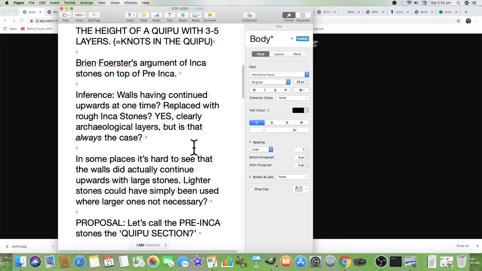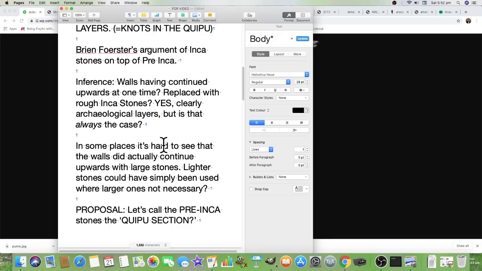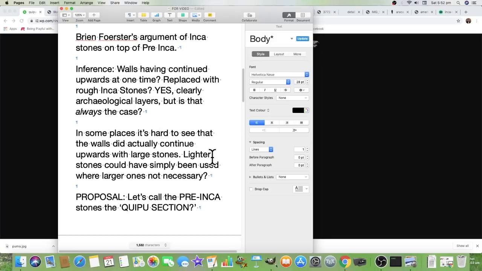So the inference is the walls having continued upwards at one time. But is that really the case? I mean, the inference is the stones on top were replaced with rough Inca stones. Yes, you could argue that. Clearly there are some vestiges of archaeological layers if the Incas occupied a site which was once used by the pre-Incas, but is that always the case? And does that have to be the case? Could those stones have been there earlier? In some places, it's hard to see that the walls did actually continue upwards with large stones, as we're going to see. Lighter stones could have been simply used where larger ones are not necessary.